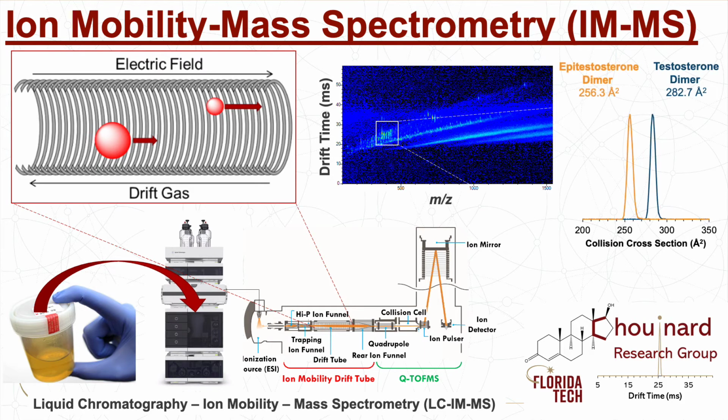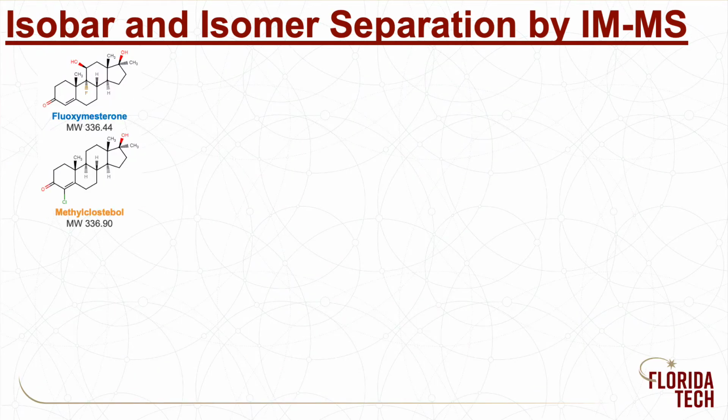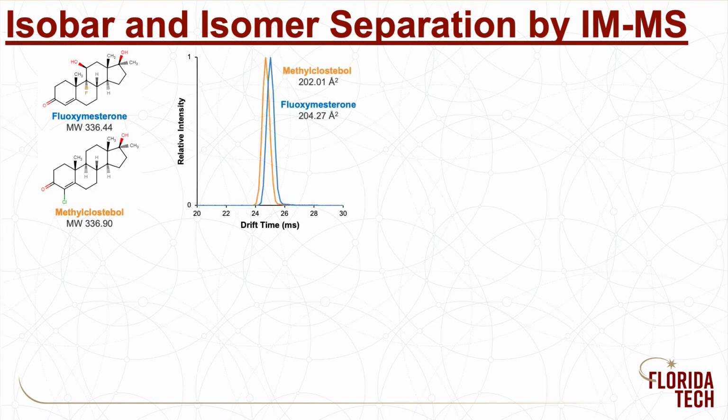The ion mobility domain is especially beneficial in resolving isomers, which constitute a significant challenge not only for currently banned substances, but also for yet-to-be-determined compounds. Here are a few examples of isobaric and isomeric separations with the IM-MS. First, fluoxymesterone and methylclostebol are isobars with the same nominal mass. Despite their similarity in mass, the compounds have different ion mobility drift times.